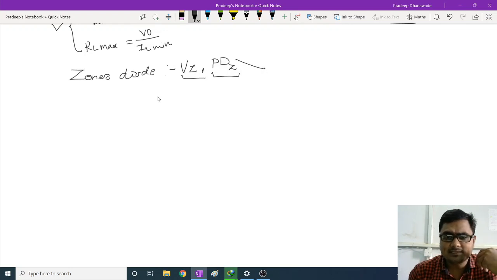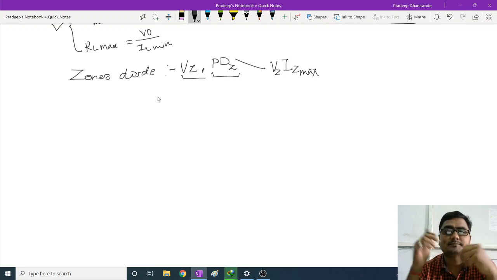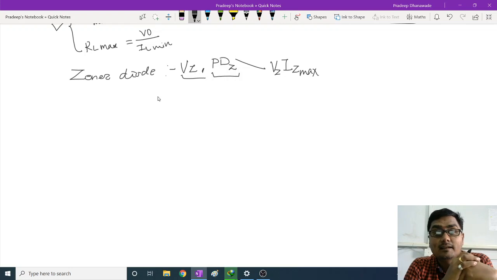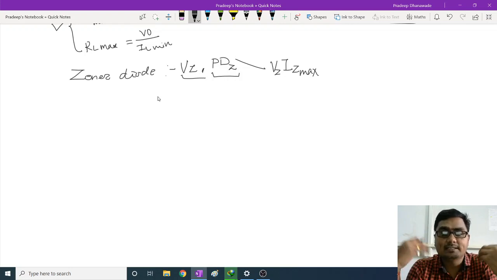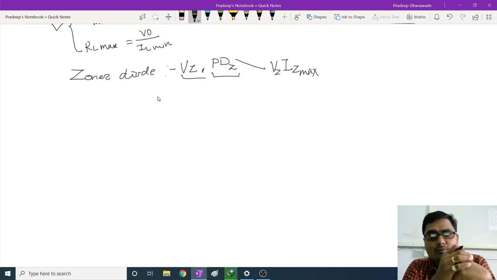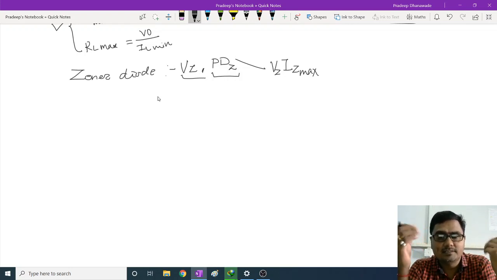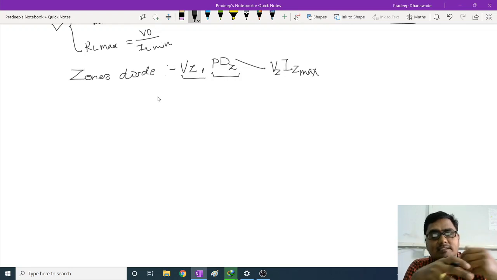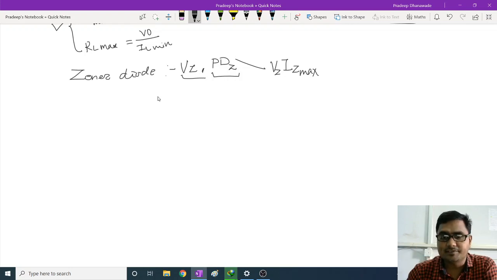So what is power? Basically P is equal to V multiplied by I. That V, if it is a Zener, must be Vz. The I for the Zener must be Iz, and that is Iz max, because we are calculating the maximum power dissipation for a Zener diode. How much maximum power can be dissipated by the Zener diode when it is utilizing its whole capability. So this Iz max now comes into the picture.